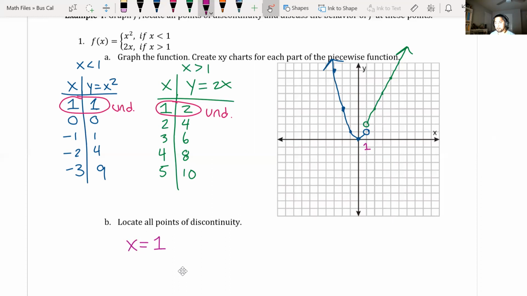So discontinuity, because they're both on the same x value, that's why it's 1, right? Exactly. Well, and let's say that we had a more complicated problem. Let's say there was an open circle up here too. Then we would state that as well as being discontinuous.